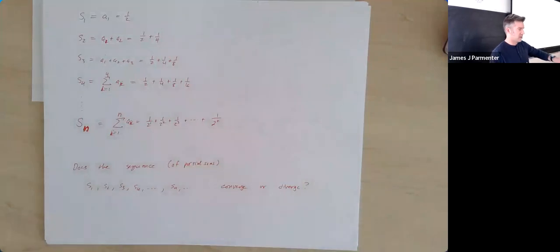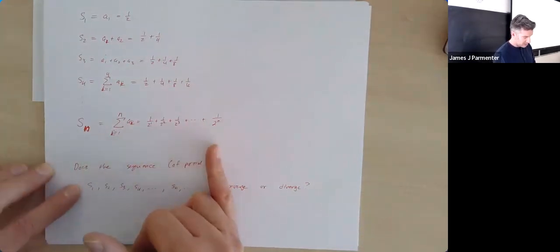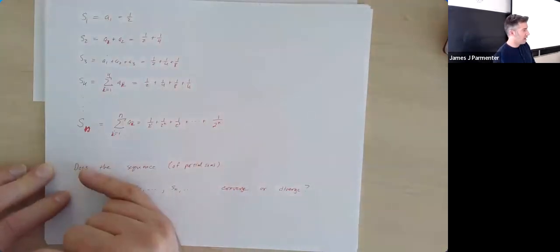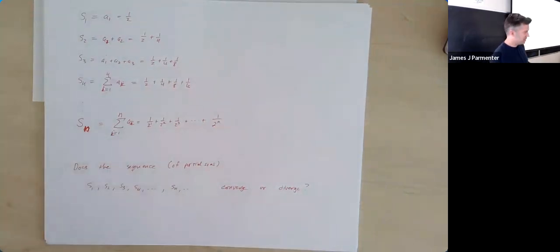This is why on Wednesday I said really everything we're going to do is sequences, because even though we're talking about series, a series is just a sequence. We're going to call it a series most of the time, but it's good to remember in the back of your head that this sum is really just one in a sequence of partial sums. Okay, so now the question: does this converge or diverge?